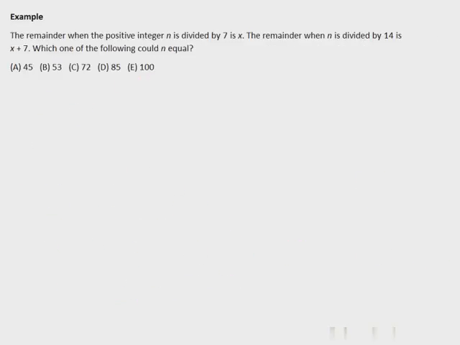The remainder when the positive integer n is divided by 7 is x. Let's write this down. n divided by 7 gives me a remainder of x. The remainder when the same number n is divided by 14 is x plus 7. I get a remainder that is 7 more. Which of the following could n equal?